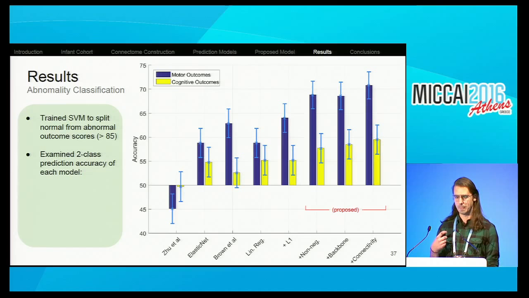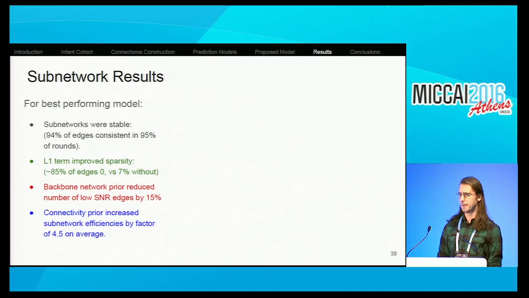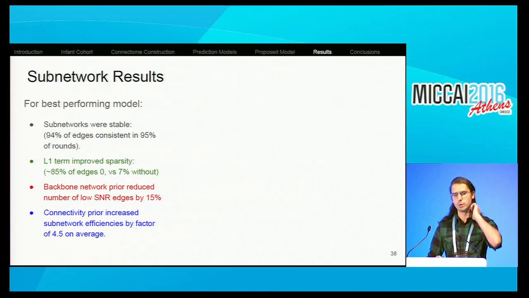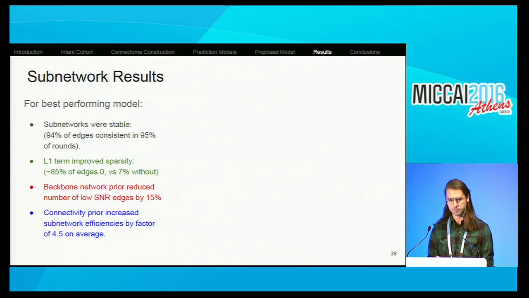So then we also wanted to look at what was the structure of the subnetworks we're finding. Were the regularizers doing what we hoped they would do? So first of all, across all rounds of cross-validation, we were finding very stable subnetworks, which is good because it means that we're finding something intrinsic in the data, where these subnetworks are really corresponding to something important.